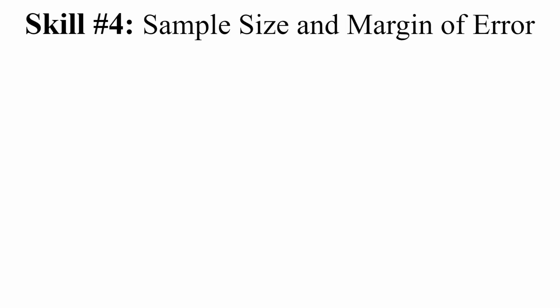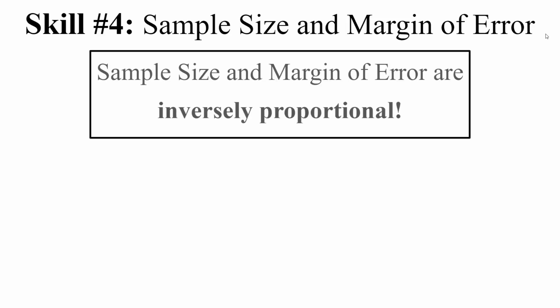Okay, so skill number 4 is sample size and margin of error. Sample size is just a fancy word for the number of people that you collected data from in your study. So in the running example we did before, I think it was 200 runners. So the sample size would be 200, right? Not to be confused with the population size. The sample size is just the number of people or things that you collect data from. So here are the concepts. Sample size and margin of error are inversely proportional.